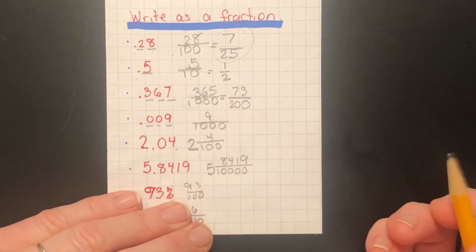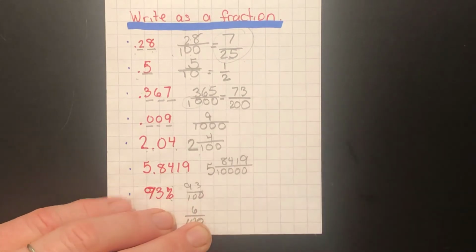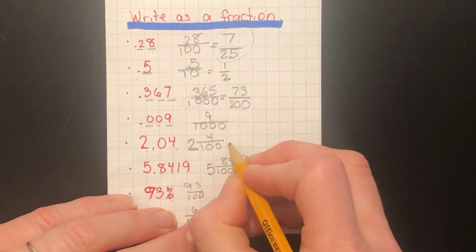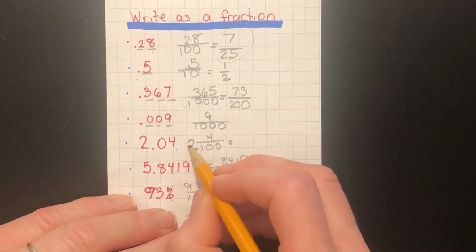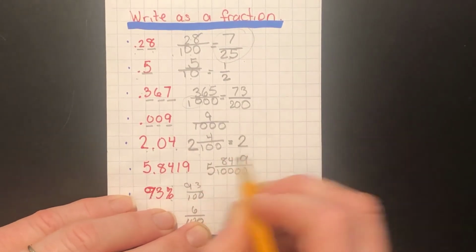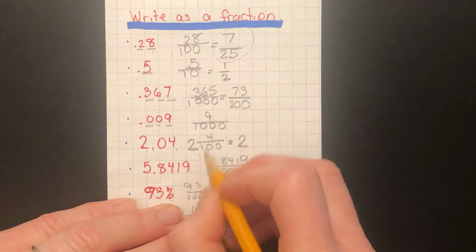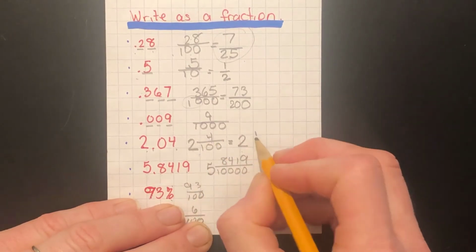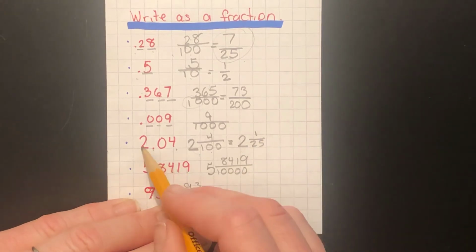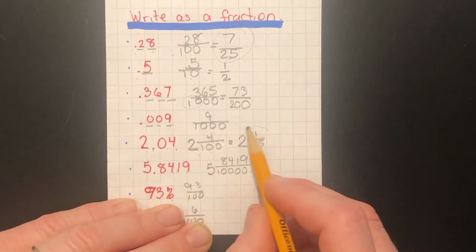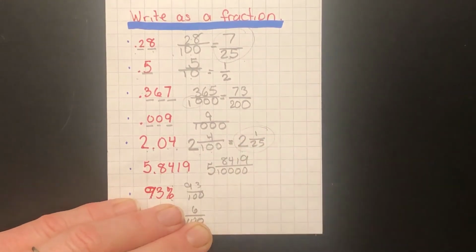9 1,000ths, it's in simplest form. I can't reduce that. I can reduce this. 2 and 4 hundredths, I can reduce the fraction by 4. So I'm going to make sure I get my whole number in there. Now let me reduce the fraction. 4 divided by 4 is 1. 100 divided by 4 is 25. So 2 and 4 hundredths, written as a fraction in simplest form, is 2 1/25.